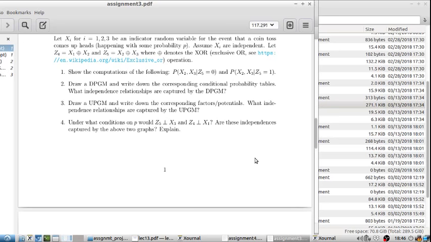Question: when you go from directed to undirected, you have arrows. So when you remove the arrows, do you have to connect x1 and x2, the parents? Yeah, you can do that. So here you drew a DPGM, and you're asking whether I'm going to convert a DPGM to an UPGM. No, you don't have to do that.